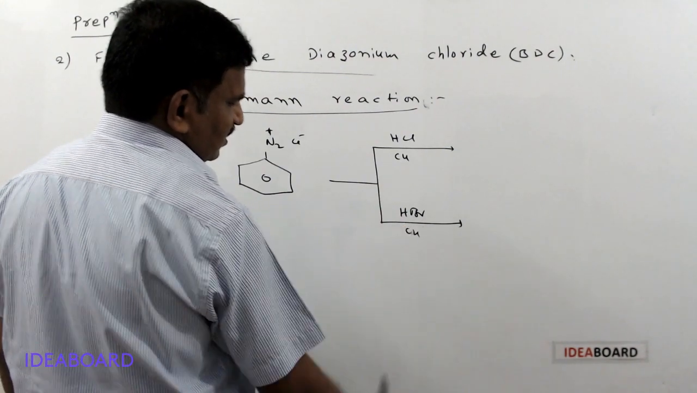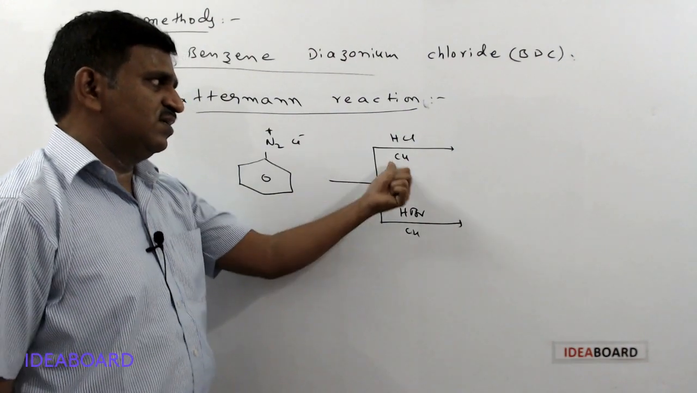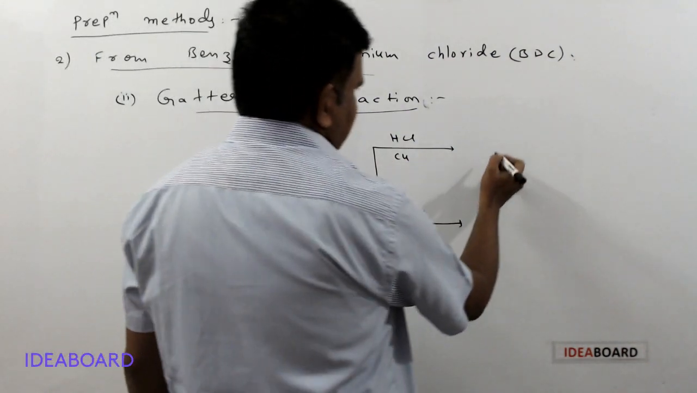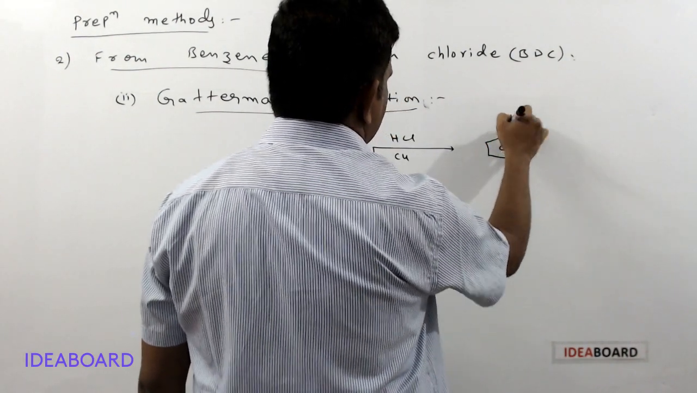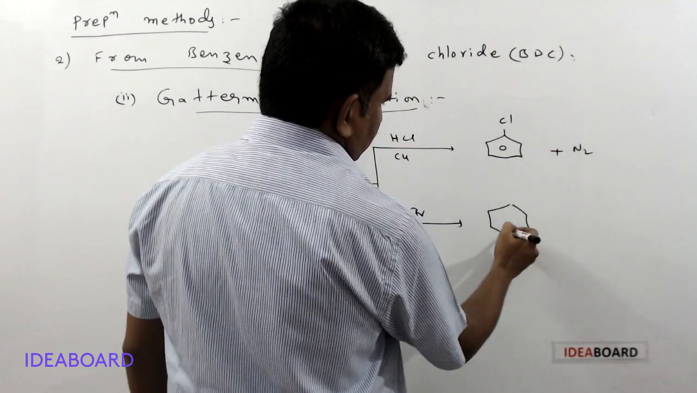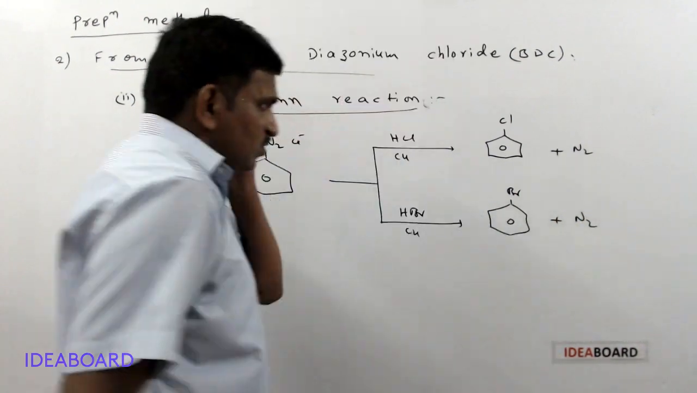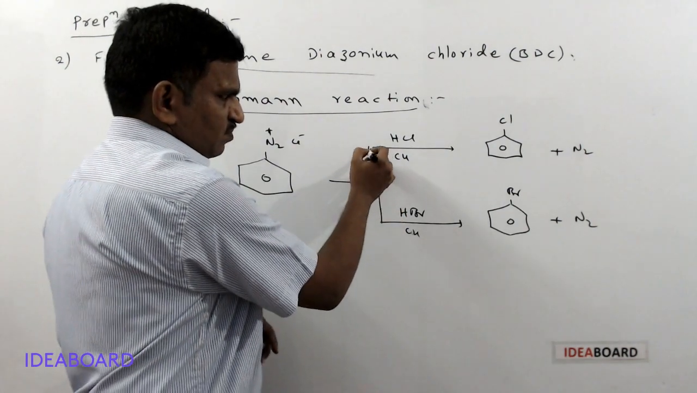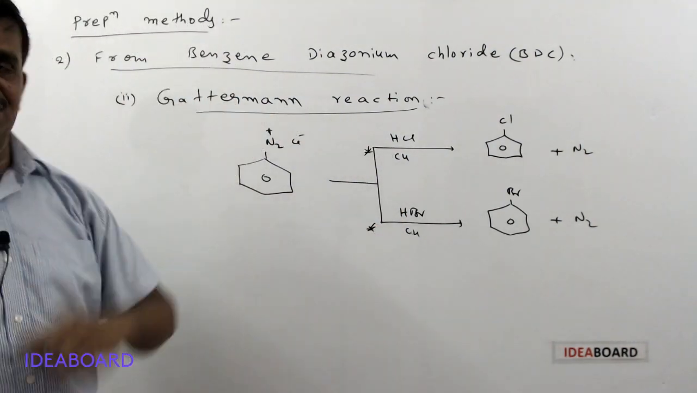What is the Sandmeyer reagent? HCl and CuCl. But here, it is HCl and copper metal only, or HBr and copper metal. Then here we get the same chlorobenzene plus N2 released. Similarly, bromobenzene and N2 are released. So the reaction difference is the catalyst only. Please remember, if there is a change in catalyst, you will get a different reaction.